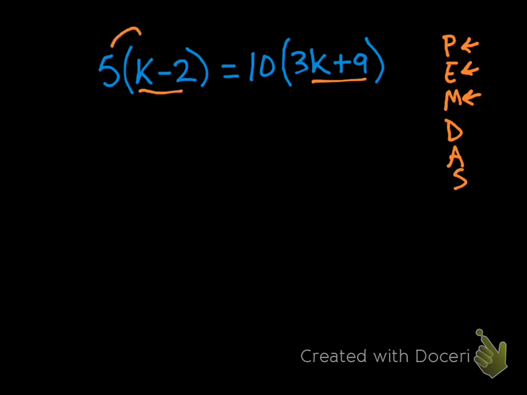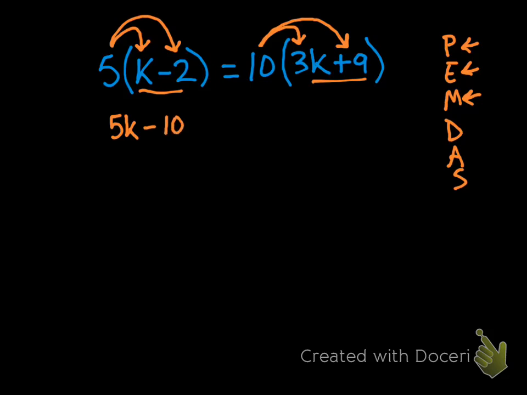So we need to multiply the 5 times the k and also the 5 times the negative 2. And then we're going to move over to this side and say 10 times 3k and 10 times 9. So let's rewrite this. 5 times k is 5k. 5 times negative 2 is negative 10.